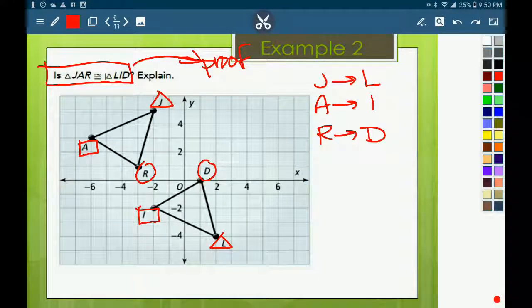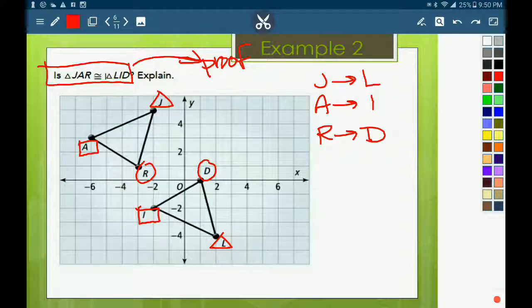So now I have a better understanding of what I need to do to orient the triangles, and it really doesn't matter which triangle you go from. You can move JAR to LID, or you can move LID to JAR. I would be reading your proofs, and I would follow along with what you write to make sure that you did it correctly. So I'm going to map LID onto JAR.